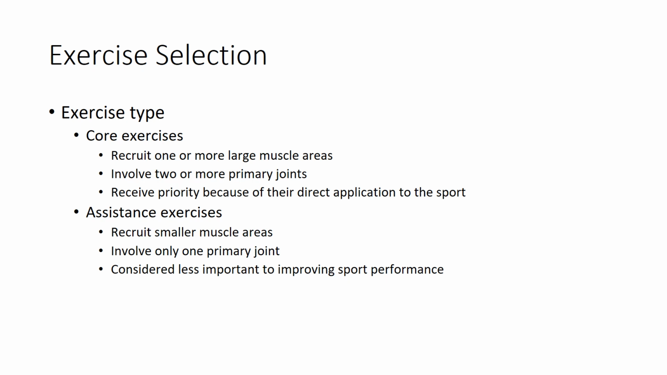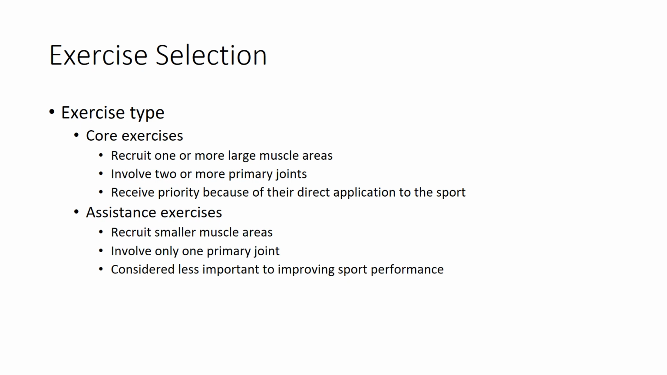The other type is assistive exercises, which usually recruit smaller muscle areas such as the upper arm, abdominals, calves, and so forth. These only involve one primary joint, so they are single joint exercises. And these are considered less important to improving sport performance. Generally, all the joints at, say, the shoulder, such as the glenohumeral and shoulder girdle articulations, are considered a primary joint when resistance training exercises are categorized as core or assistive. The spine is also considered a single primary joint.